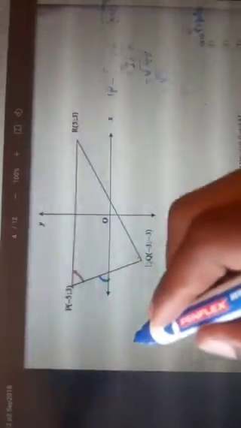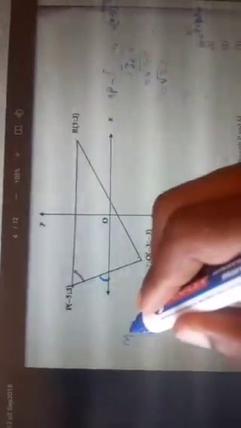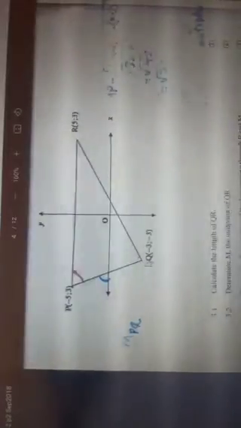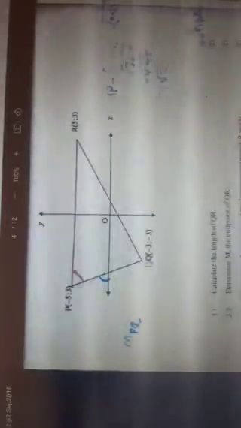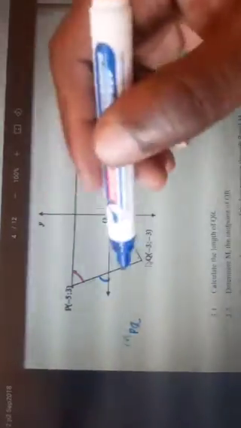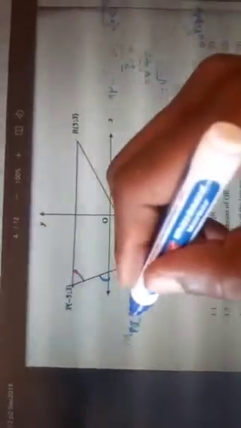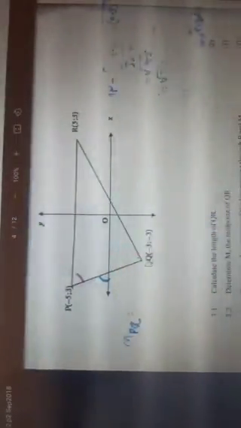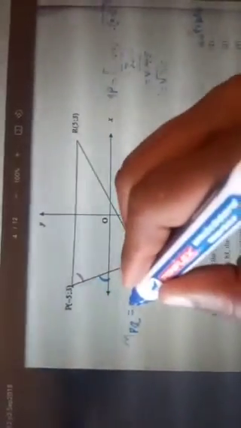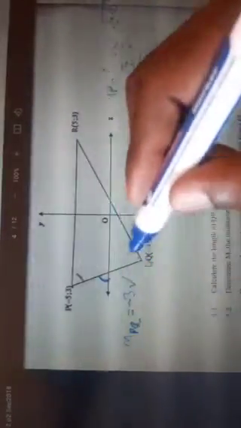So the gradient of PQ. Now getting the gradient of PQ, minus 3 plus 3, but the answer must also be negative. If you work out the gradient of PQ, you'll get minus 3. Just work it quickly. You'll get minus 3 as the gradient of PQ.